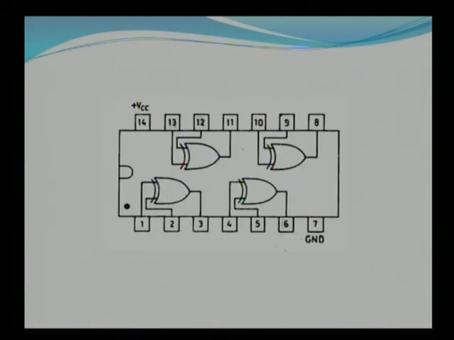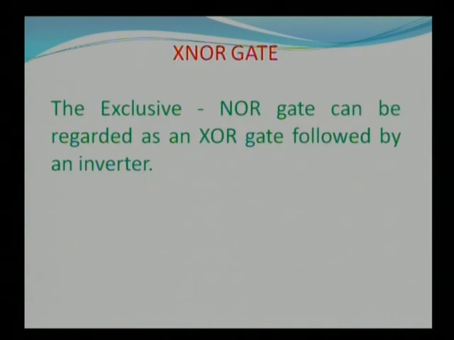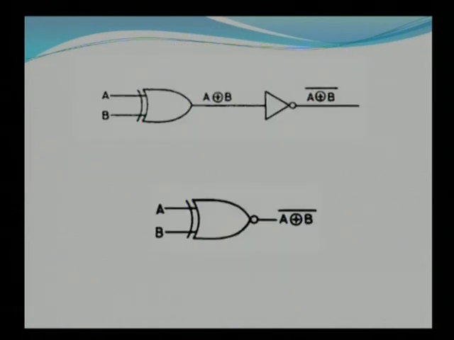This is the IC presentation for the XOR gate, where 1 and 2 are the inputs, 3 is the output, 4 and 5 are the inputs, 6 is the output, 7 is the ground, and 14 is the VCC. XNOR gate. What is XNOR gate? The complement of XOR is XNOR. XNOR is nothing but you take the output of XOR and complement it, and it becomes XNOR, nothing else.